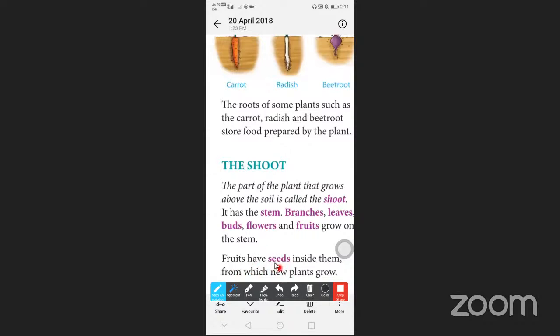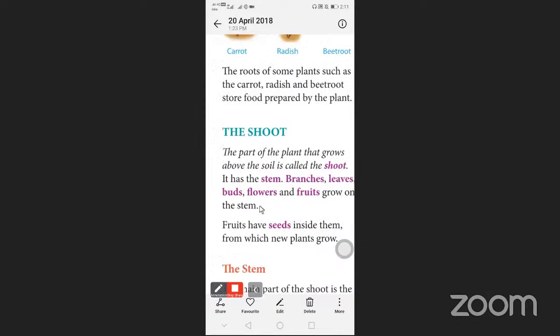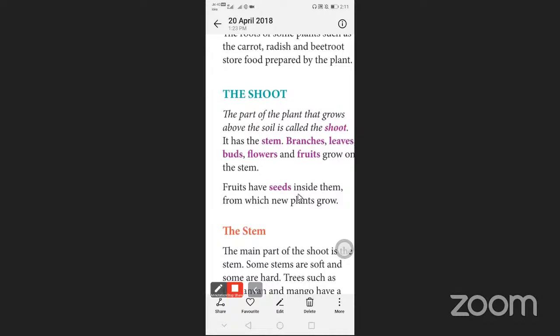So fruits have seeds inside them. You already know who contains the seeds? Yes, the fruit contains the seeds. So fruits have seeds inside them from which a new plant grows. Every plant will grow as a new plant from seeds only. So when you put a seed in the soil, automatically that seed will grow as a new plant. Then the new plant has many parts, and it becomes one plant, and that one again gives a fruit.